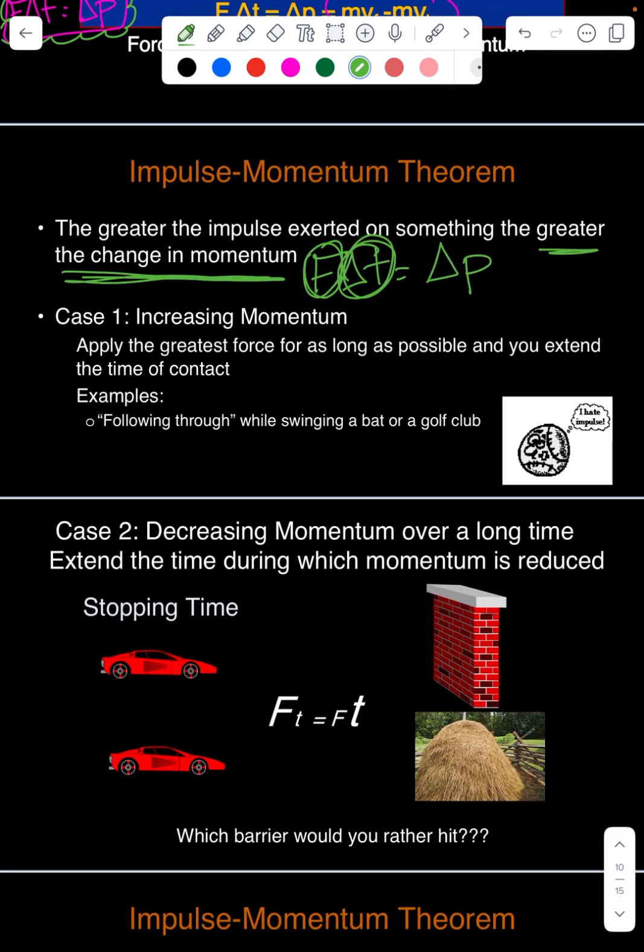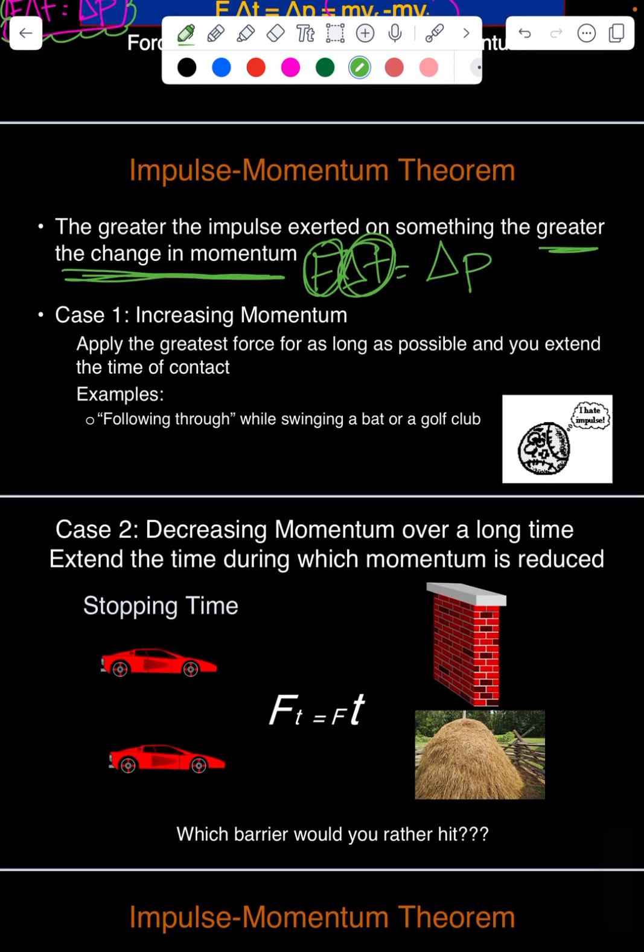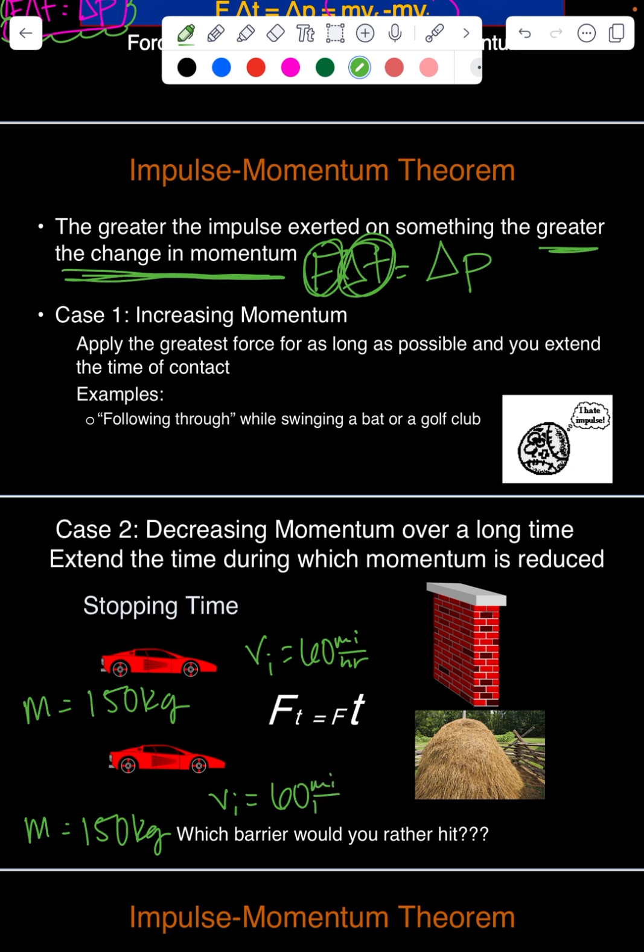Another example. This one's my favorite. Let's take these two vehicles right here. These vehicles are going to have the same mass. They're identical. I'm just going to throw a number out there. That's definitely too small for a car, but it's fine. So both of these cars have a mass of 150 kilograms, and we'll say that they are both going at 60 miles per hour. So they're going pretty fast.